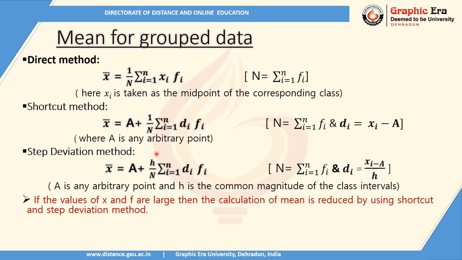And the step deviation method is used only when the data is very large. In that case, the data is very large and there is a uniform class interval. Then we can write this as a plus h upon n, this formula, where di represents xi minus a upon h. H represents the class width, or we can say h is the common magnitude of the class interval.